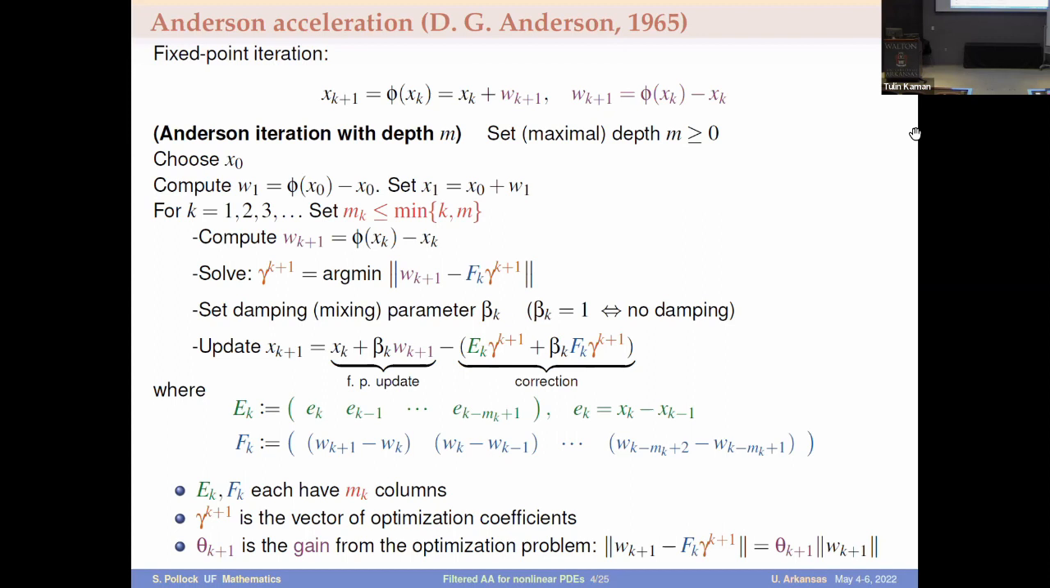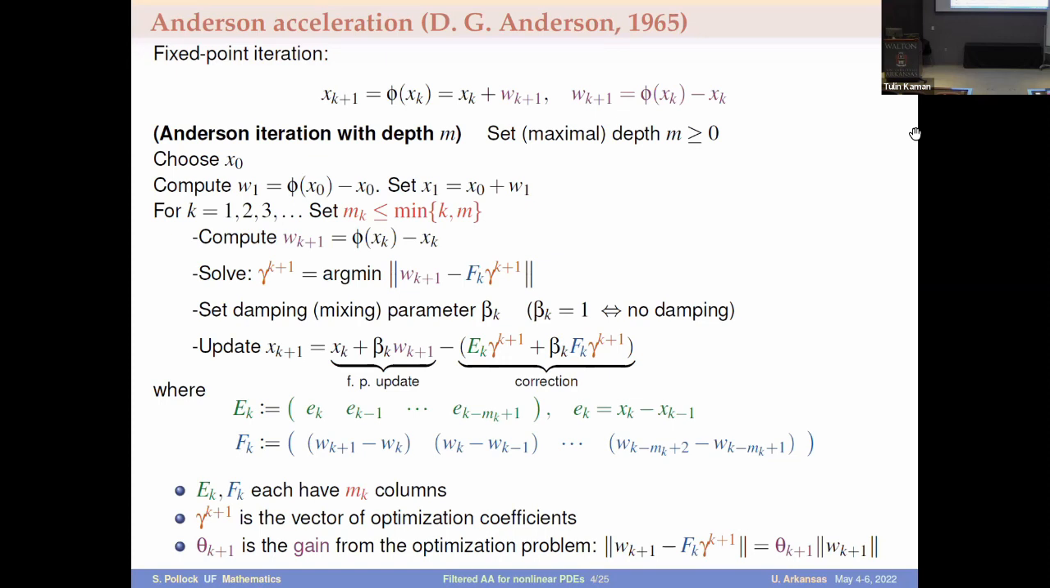Then we go ahead and set a damping or mixing parameter. If we don't want to use damping, we just set that to be 1. And we perform our update, which looks like the standard fixed point update, plus a correction step, where we have the difference between consecutive iterates, which is in this matrix E_k, and the difference between consecutive residuals. And we just take those in the linear combination given by this optimization coefficient gamma.